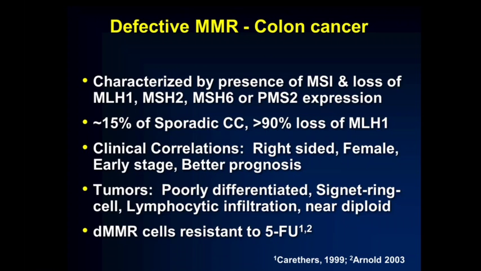Okay. Now, again, we're going to discuss defective MMR, or mismatch repair, in colon cancer, again, just because it's such an important feature. And we talked through that before, but we'll talk through it again. It's characterized by either the presence of microsatellite instability that's tested by PCR, or a loss of IHC, immunohistochemistry expression, of the proteins MLH1, MSH2, MSH6, or PMS2. So those are the 4 proteins that are generally tested by IHC in the pathology.